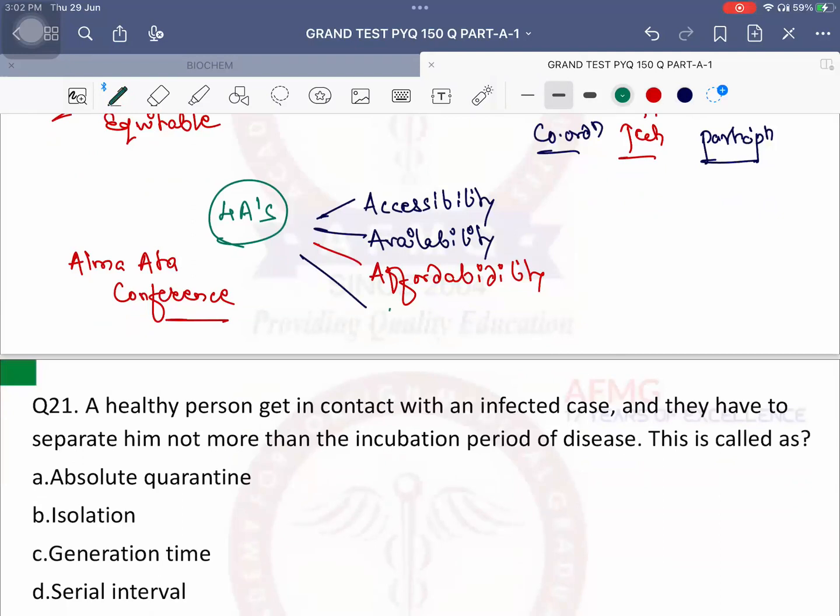And last one is acceptability, because according to their customs and tradition, it should not contradict that. Otherwise, they will not accept the primary healthcare. Like your tribal people, if you're going against their traditions, they will not take the healthcare from you. Okay, so that's basic. So it should be acceptable to the people living in that particular area. So what are the 4 A's of primary healthcare? First is accessibility. Second is availability. Third is affordability. And fourth is acceptability.